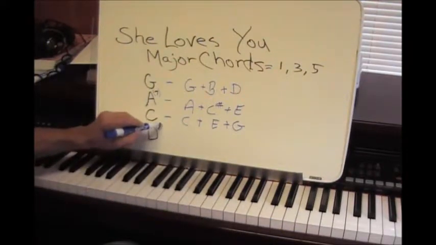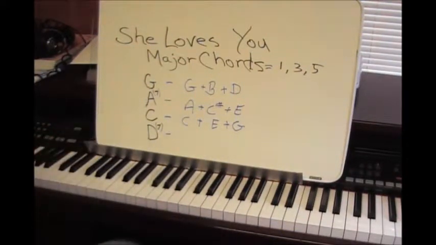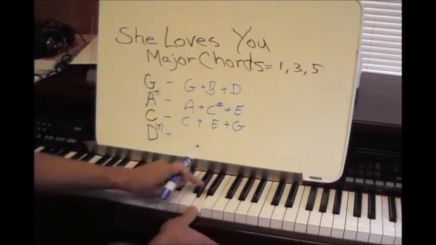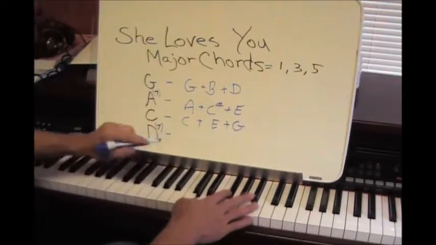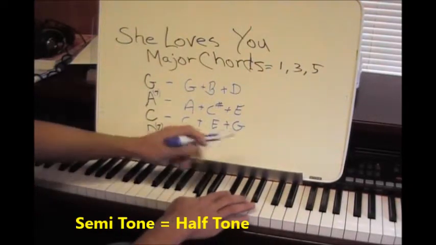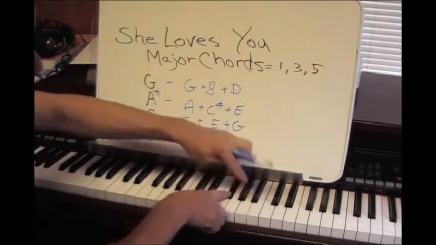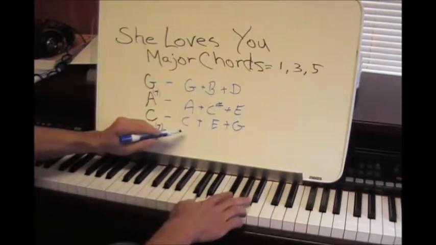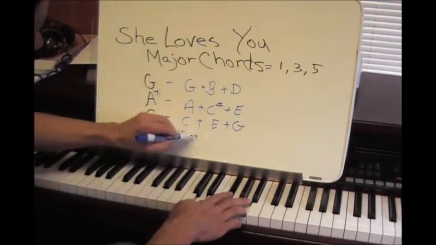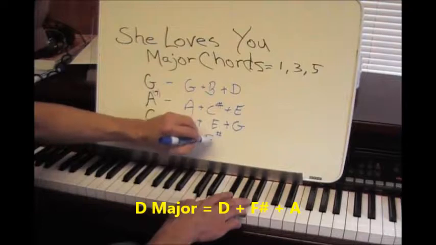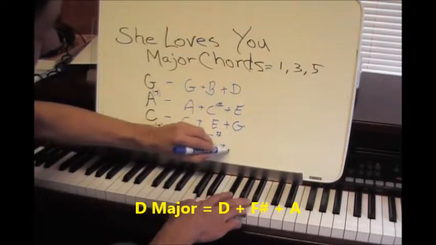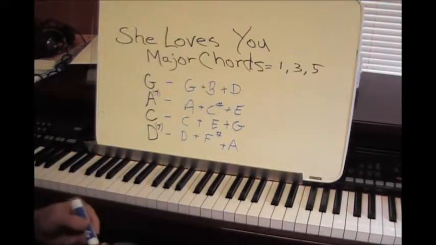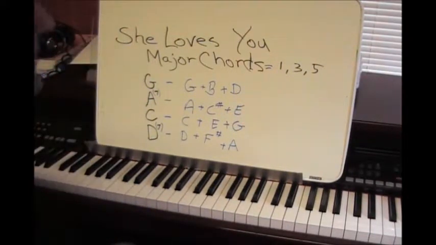The next one is D, and we'll ignore the little 7 up there for now. So we go to the D, and we count up 4 semitones. 1, 2, 3, 4, or half tones, they're also called. And then count up 3. 1, 2, 3. So that takes us to A. So we've got D, F sharp, and A. So I'll write that down. D, F sharp, and A. And that's it. We've now got the 4 major chords that are used in the song She Loves You.